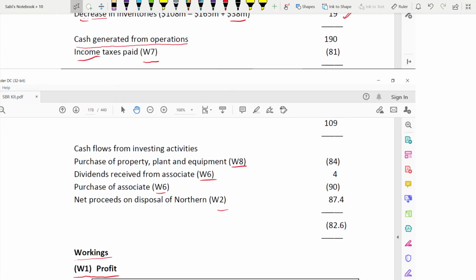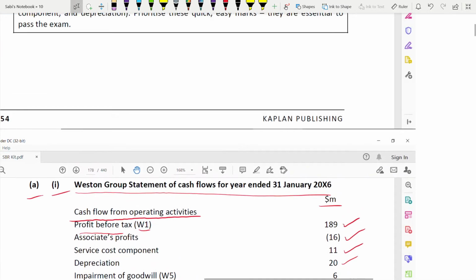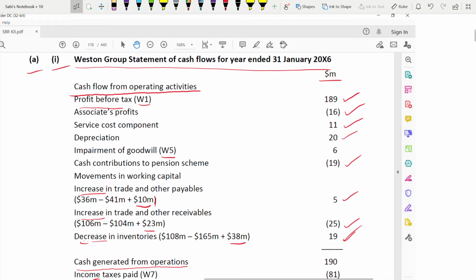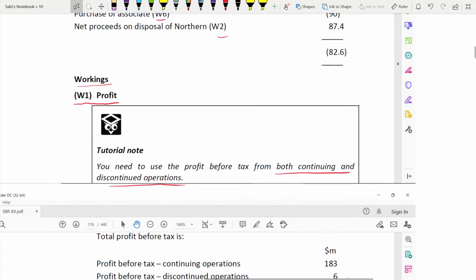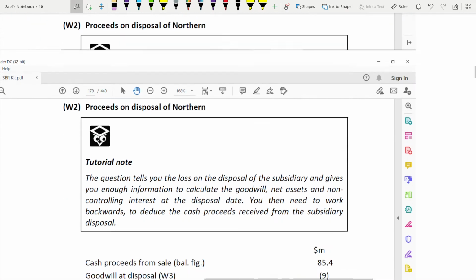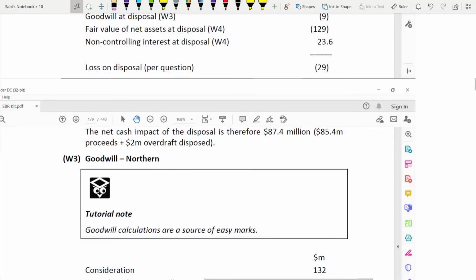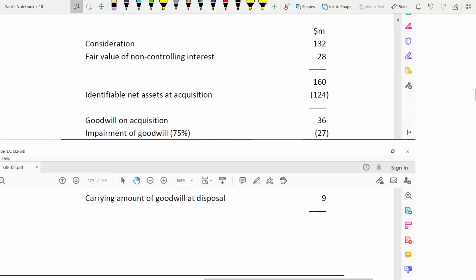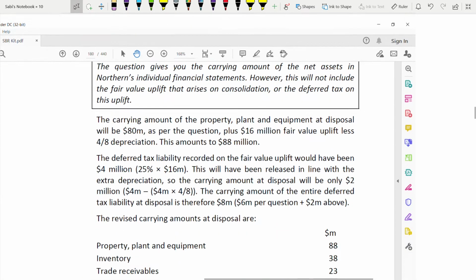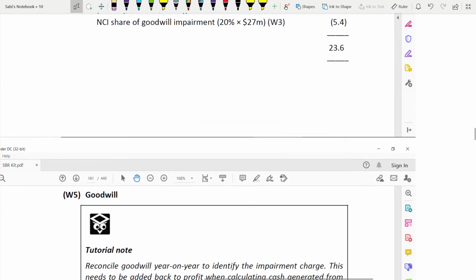So let us go to the working numbers. What are the working numbers? Let me see. One is 5, one is 7. First we'll finish the impairment of goodwill. So if you see, to get the impairment of goodwill, there are so many workings required.